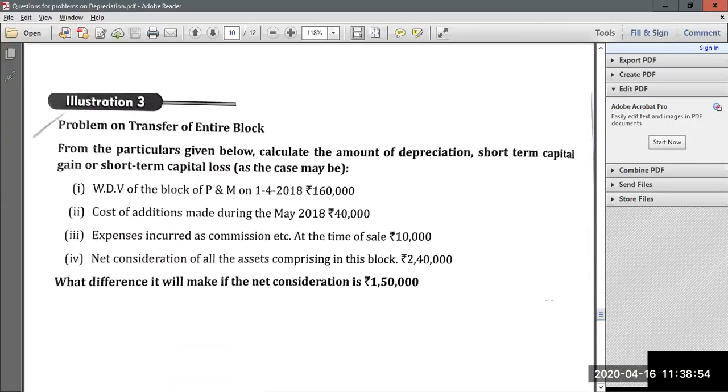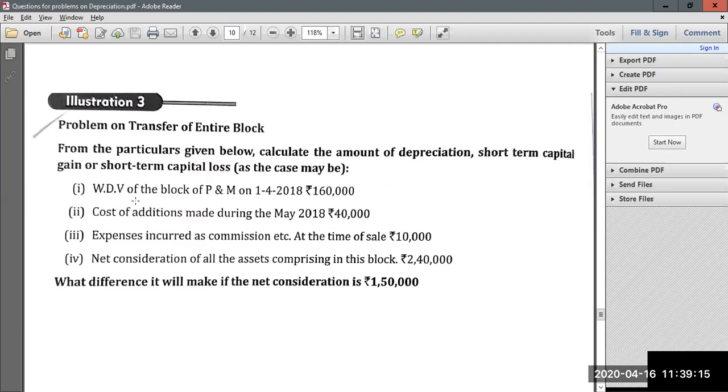Now again, let us go to one more problem. Now look at this problem. This problem is entirely different from whatever problems we have solved previously. They have given: from the following particulars given below, calculate the amount of depreciation, short-term capital gain or short-term capital loss as the case may be. That means in this problem we have to compute not only depreciation but you should also see whether there is short-term capital gain or short-term capital loss.